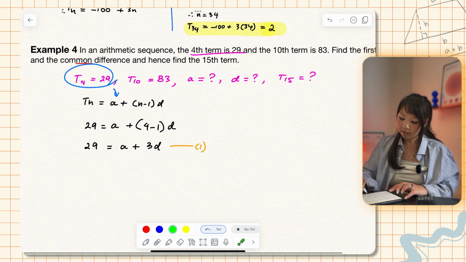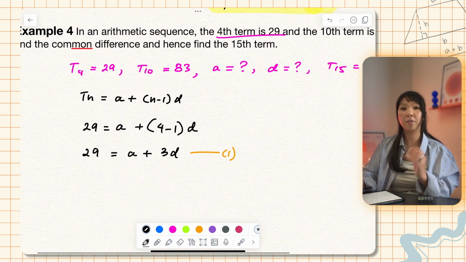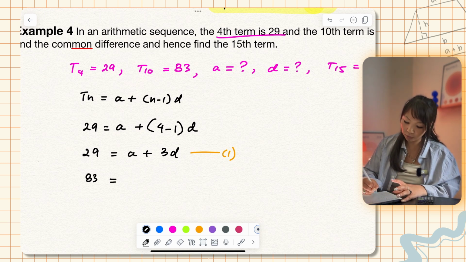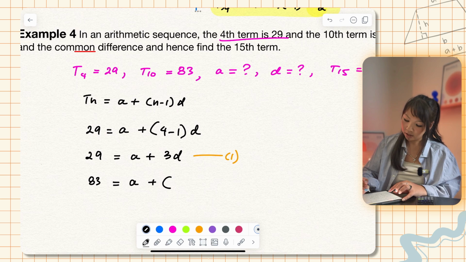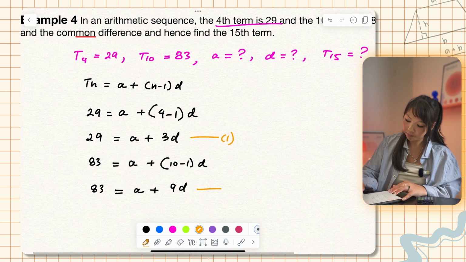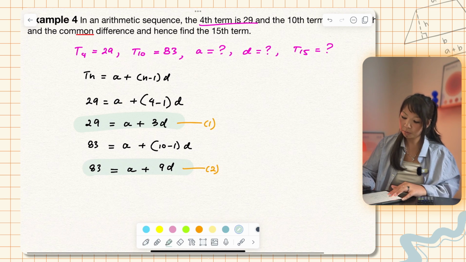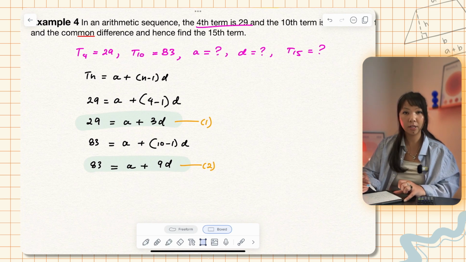Now I'm going to do the same thing, substituting in that the 10th term is 83. The term itself is 83, so we're going to get 83 equals, a is unknown, n is 10, so we get 10 minus 1 times d, or 83 equals a plus 9d. Okay, so these two here are going to be your two simultaneous equations.